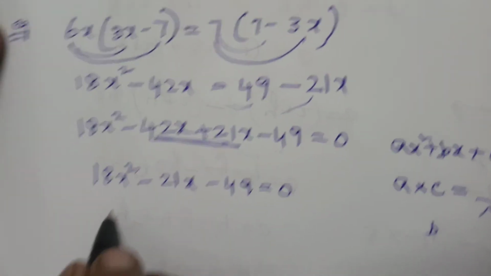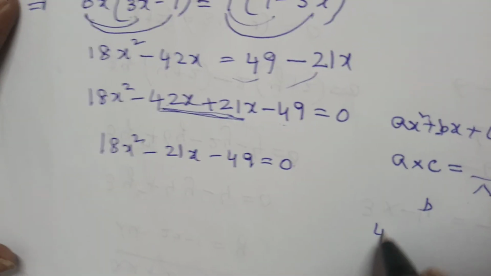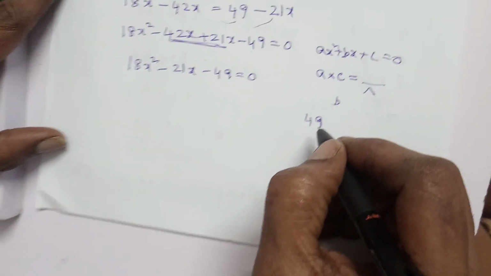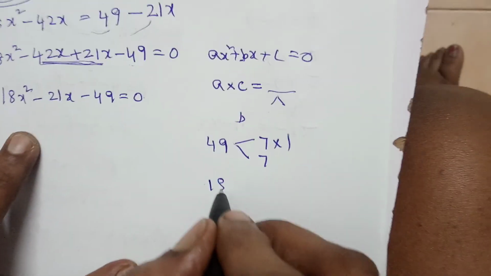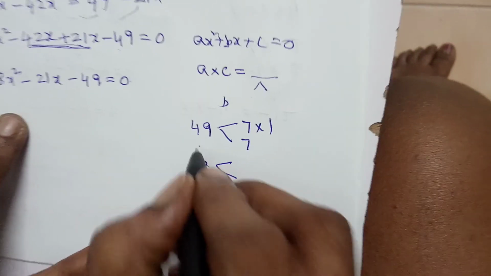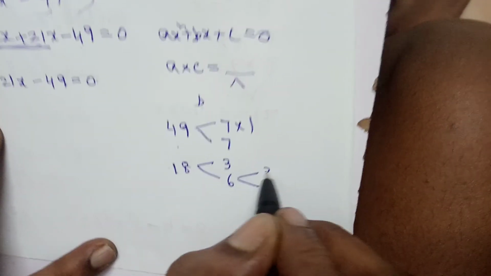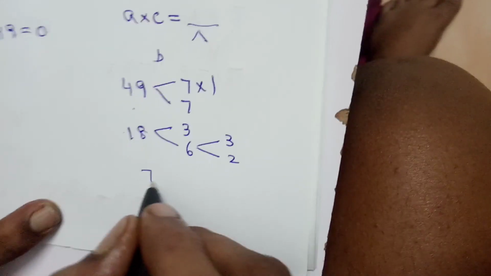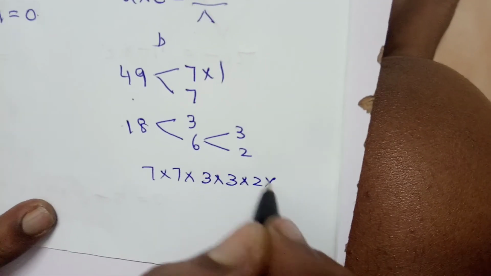Now is anything common? No. So now 49 factors are 7 into 7 or 7 into 1. Now what are the 18 factors? 3 into 6, and again 6 will become 3 into 2. So totally you got 7 into 7 into 3 into 3 into 2 into 1.